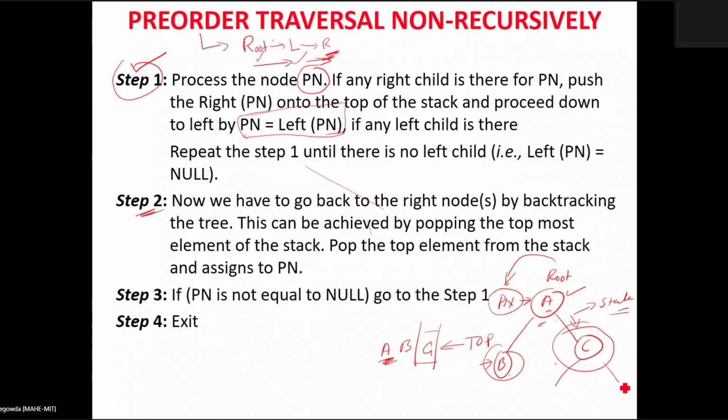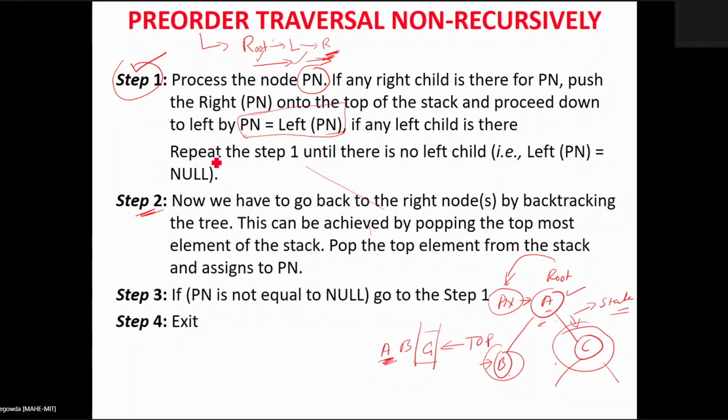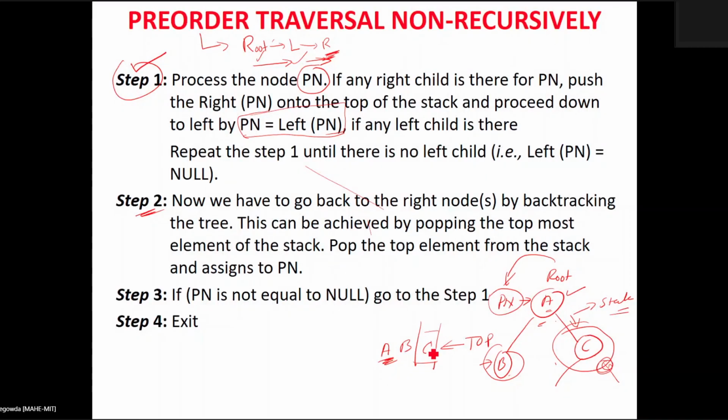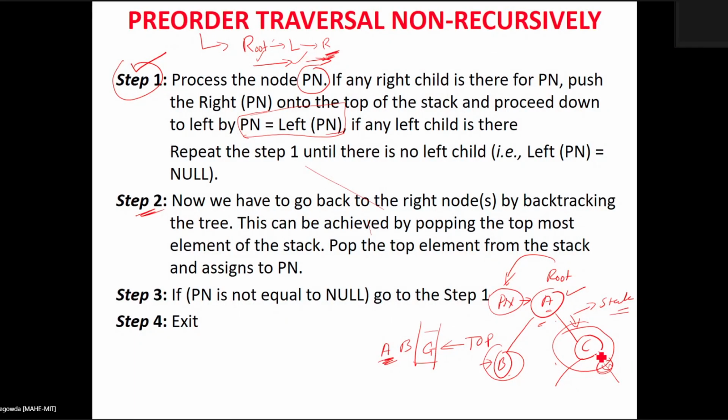Suppose this has many left and right subtrees, then I have to process this operation by going back to step 1 here. Suppose C has a left subtree and a right subtree, this right subtree address will be pushed onto the stack. Then my Pn value will be updated to the left subtree of C. Then step 1 will be taken again. This process will be continued as long as the Pn value is not equal to null.